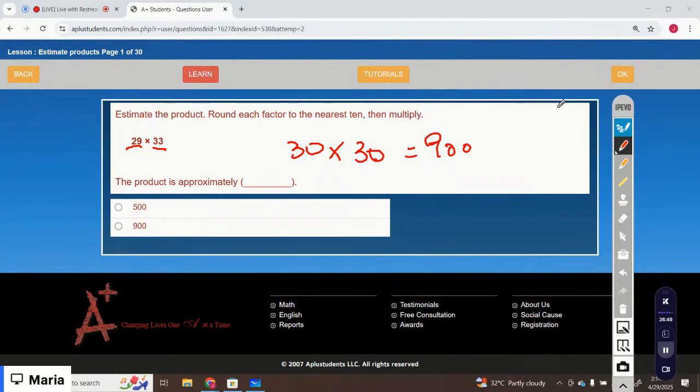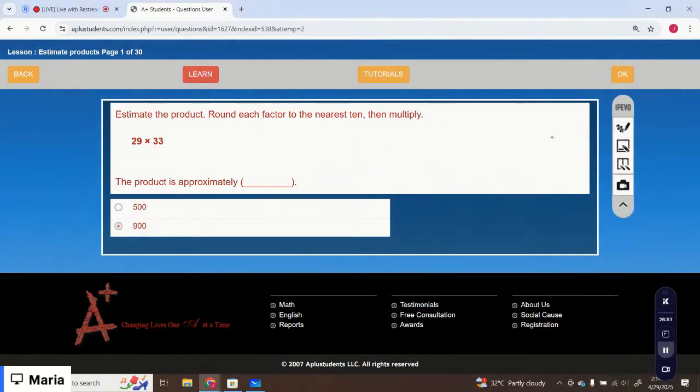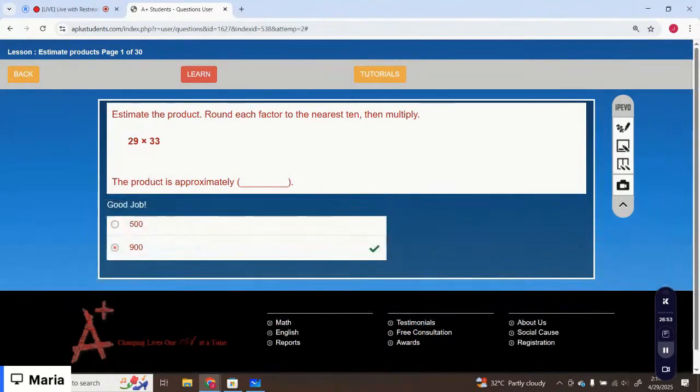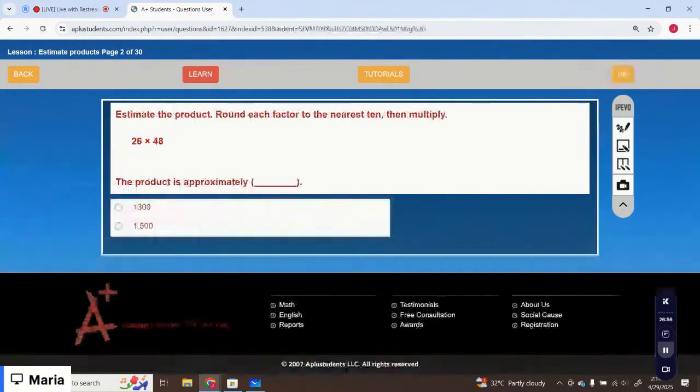Option number 2 is the correct option. That is 900. Very good.